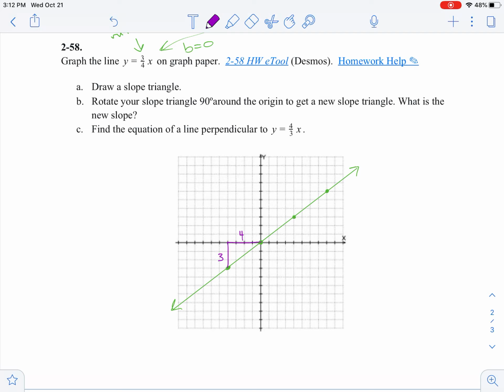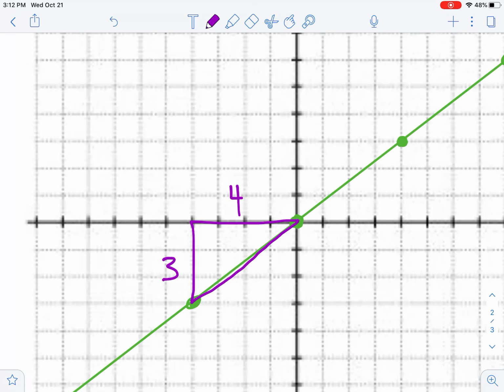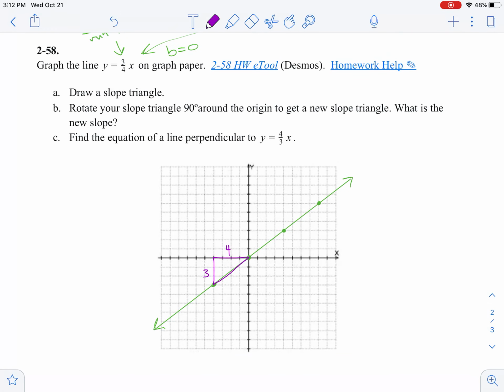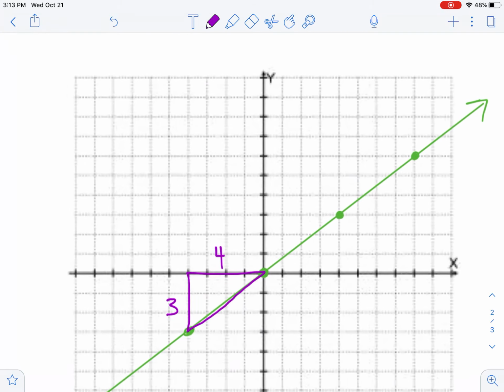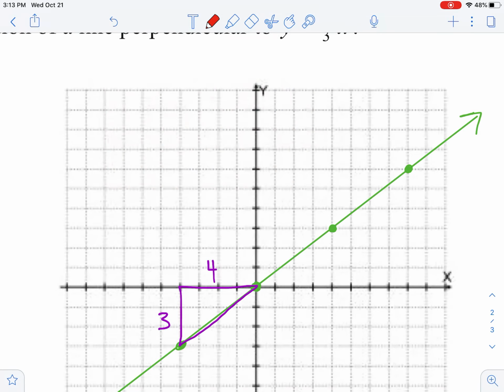Part B, rotate your slope triangle 90 degrees about the origin to get a new slope triangle. What is the new slope? Okay, so what we want to do is rotate this purple triangle 90 degrees about the origin. It didn't tell us clockwise or counterclockwise, so I'm going to go ahead and go clockwise. So 90 degrees around the origin. So if I go clockwise, I am going to want to move it this way.